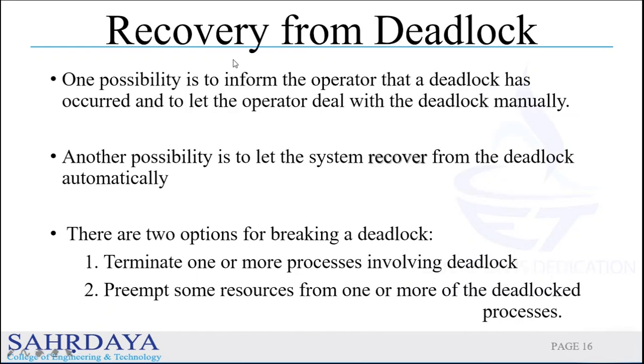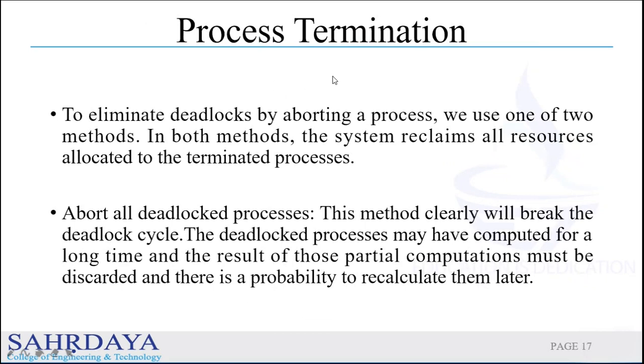Now we are discussing recovery. The first possibility is to inform the operator that the deadlock has occurred and let the operator deal with the deadlock manually. Another possibility is to let the system recover from the deadlock automatically. There are two options for breaking a deadlock. The first option is to terminate one or more processes involved in the deadlock, and the second option is to preempt some resources from one or more of the deadlocked processes.